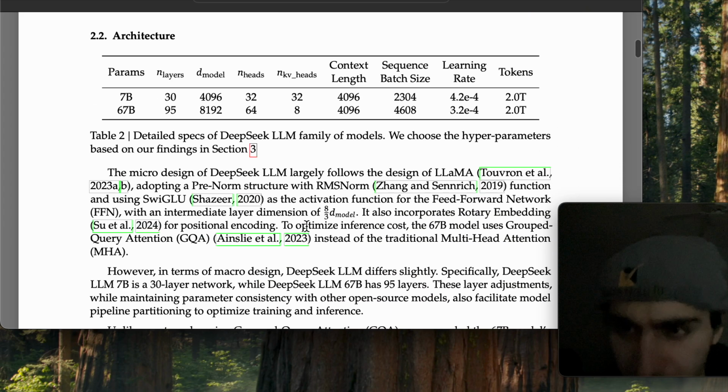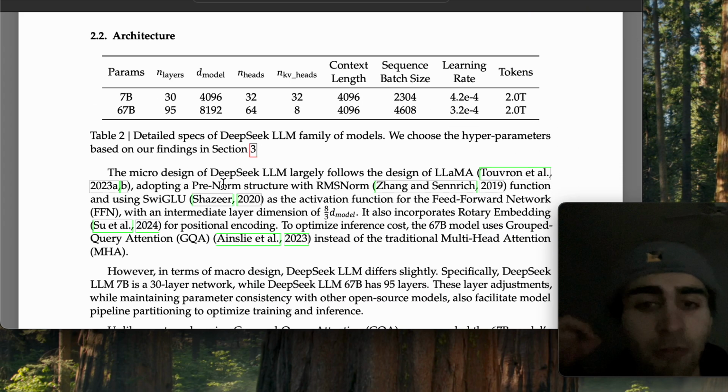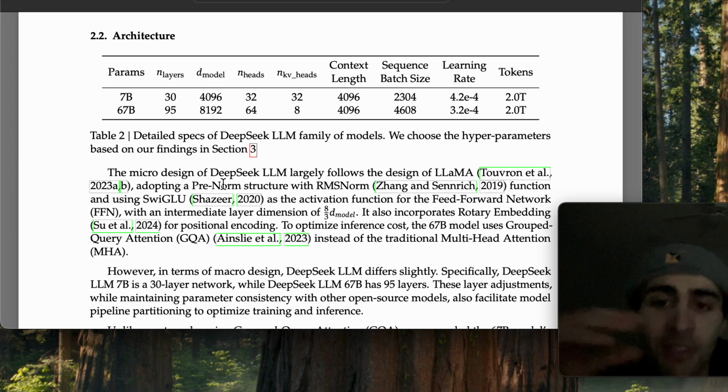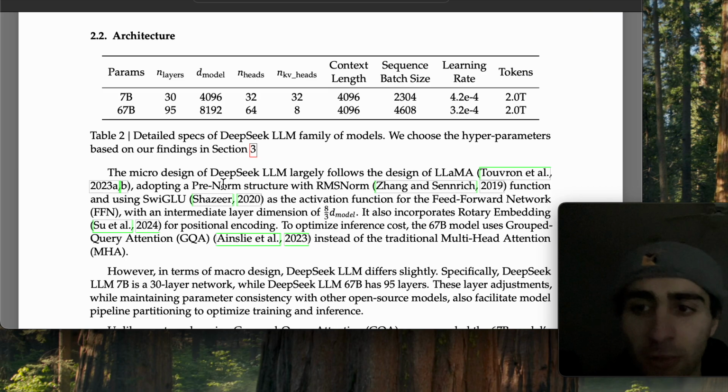Then they also use pre-norm. Pre-norm is different from what was used in the original Transformers paper, which is post-norm. So there's only 2 types. And all this means is that we perform layer normalization before we send our input or latent from the residual stream to the next transformer block. Whereas in the transformer paper, this was done after.